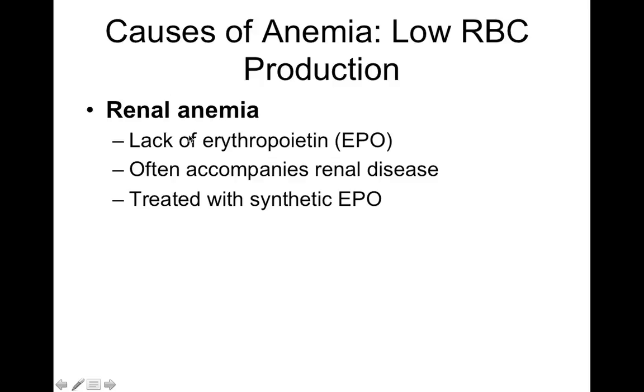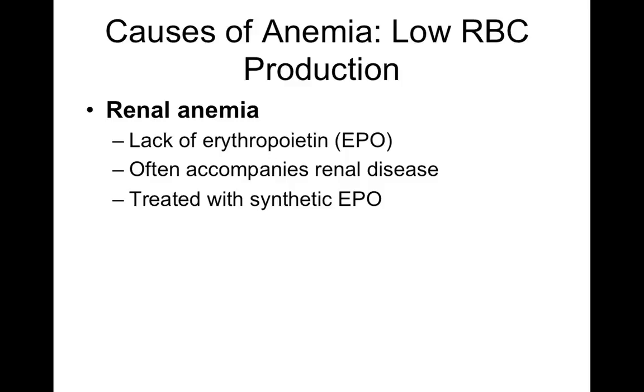Now, with renal anemia, it's a form of anemia due to kidney failure, right? So how do the kidneys play a role in erythropoiesis? They release EPO, and they release EPO when blood oxygen levels are low.